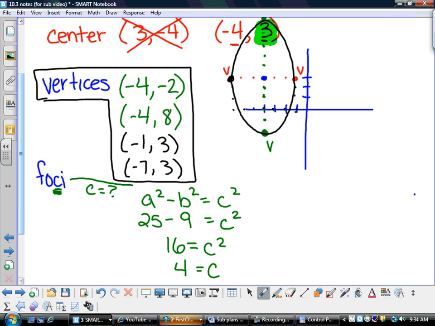What we have to decide though is, are the foci going to be left and right of the center, or are the foci going to be up and down from the center? The foci are always in the longer direction, so in this case it's going to be up and down from that center. We're going to count 4 units up, 1, 2, 3, 4, and 4 units down to get to the two foci. Since it is a nice number, we're going to write them as 2 ordered pairs. They're at negative 4 comma 7, and negative 4 comma negative 1.